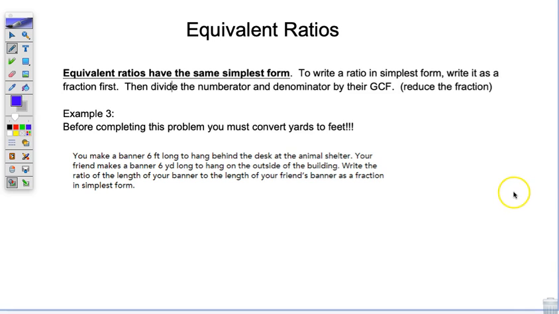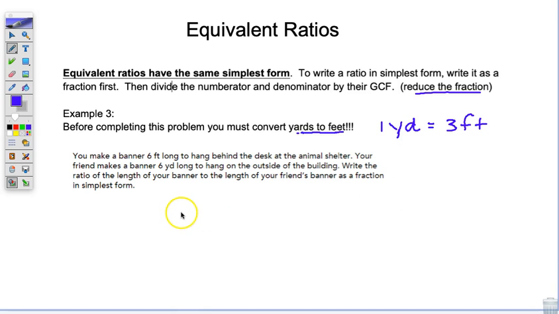Equivalent ratios have the same simplest form always. To write a ratio in simplest form, write it as a fraction first, then divide the numerator and denominator by their greatest common factor. In other words, just reduce the fraction. In this example, we have to make sure that we complete this problem by converting yards to feet. Well, I'm just going to put a little note here that 1 yard is equal to 3 feet.